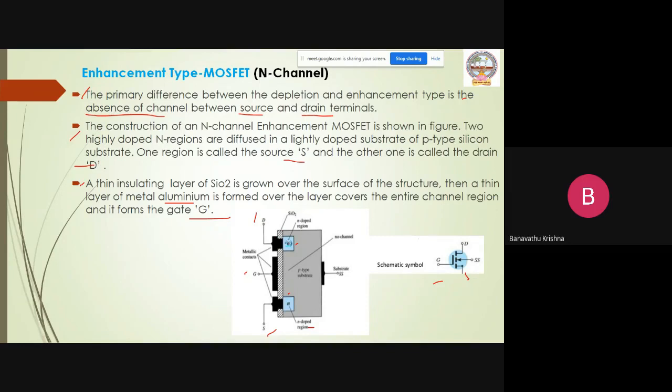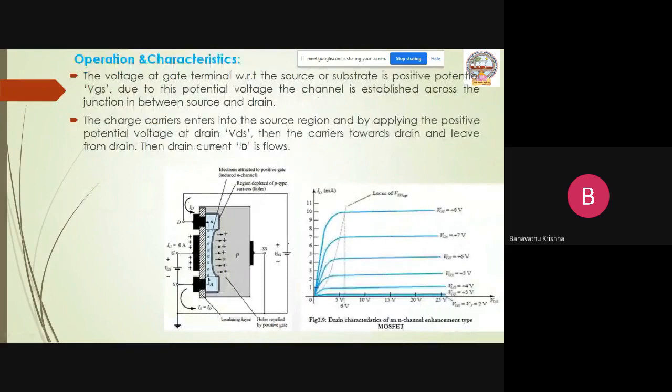Let us come to the basic operation and characteristics of this N-channel enhancement mode MOSFET. As I told you, by applying a positive voltage at the gate, we need to establish the channel between source and drain. By applying this positive voltage at different values, the channel is established here.